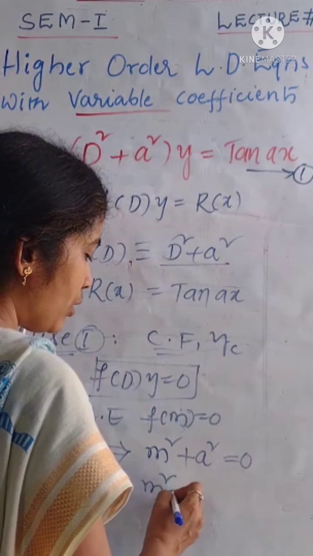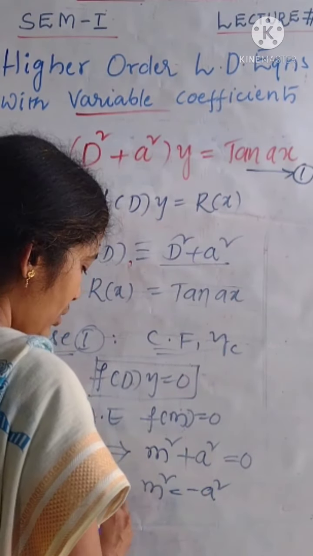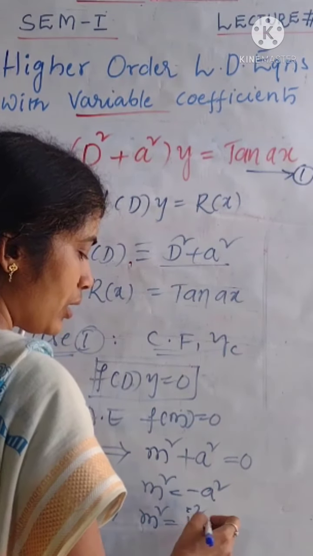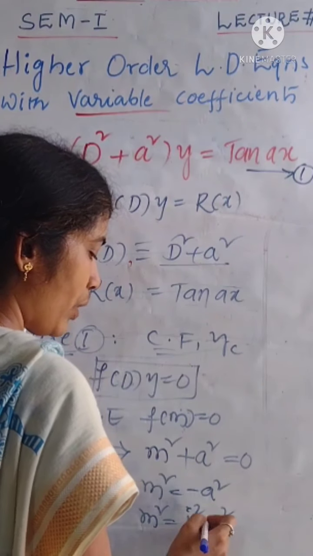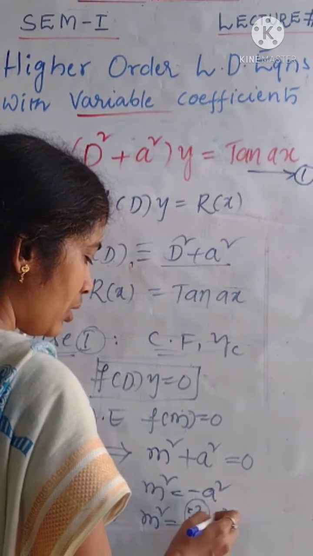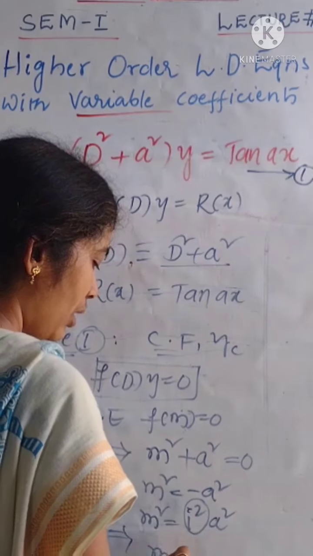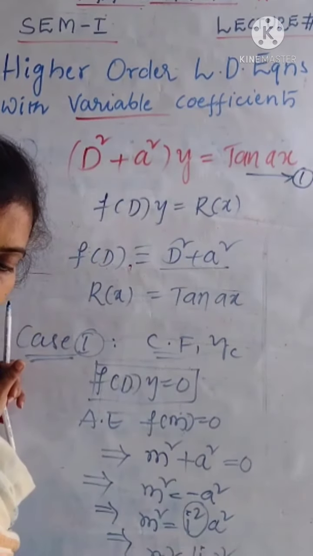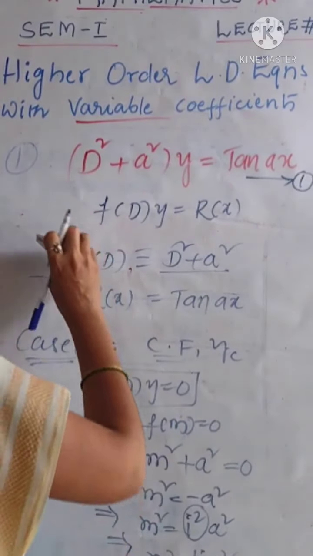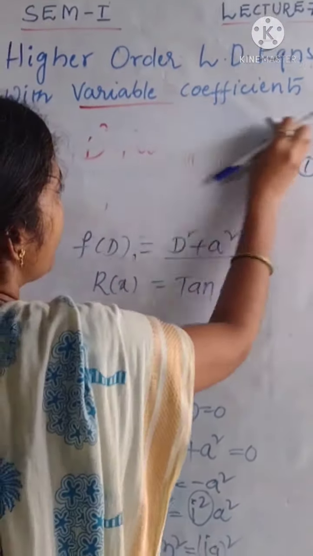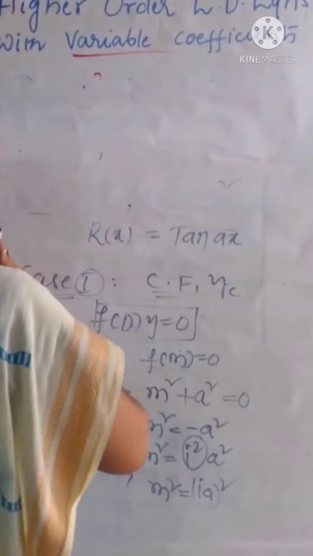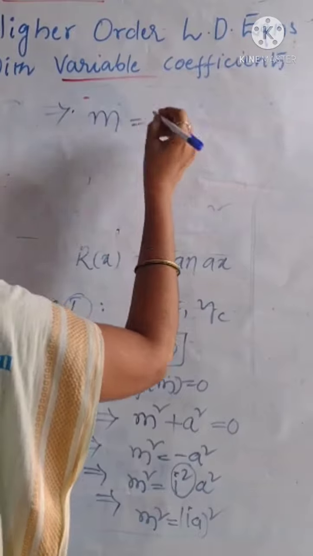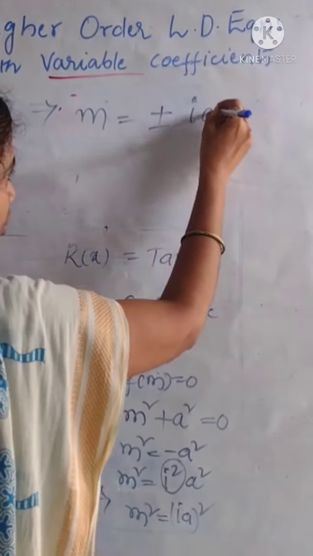m square is equal to minus a square. To find the root, we have introduced the imaginary number i, whose square value is minus 1. That's why we write it like this: m square is equal to i into a whole square. From this, what is the value of m? The value of m is plus or minus i into a.